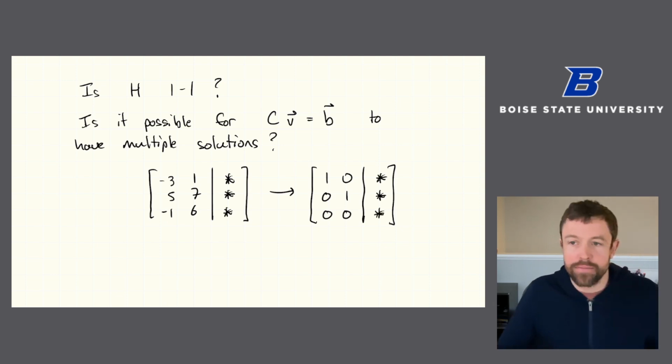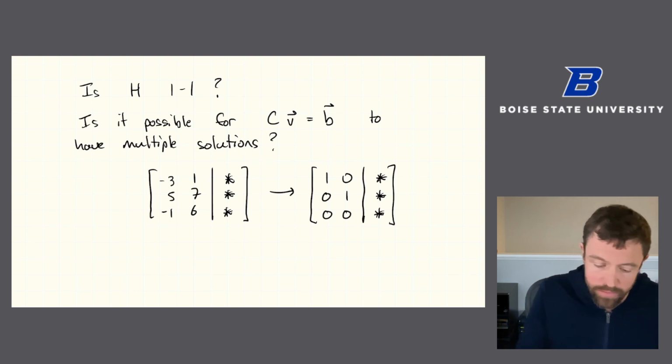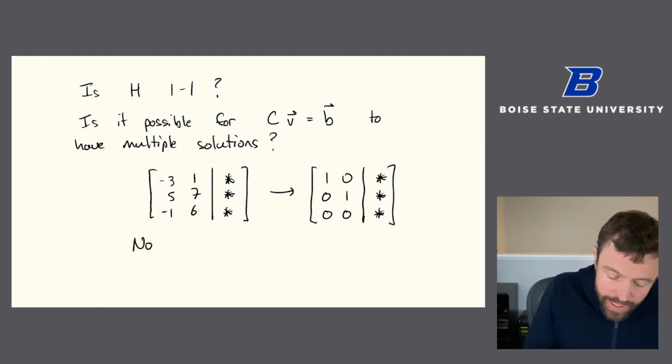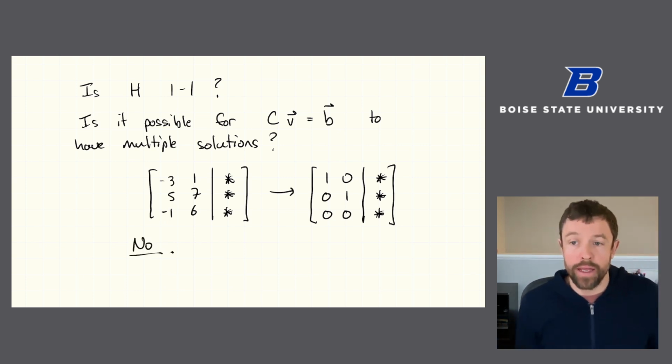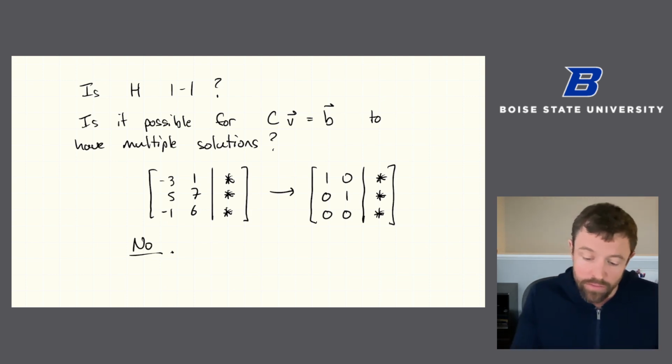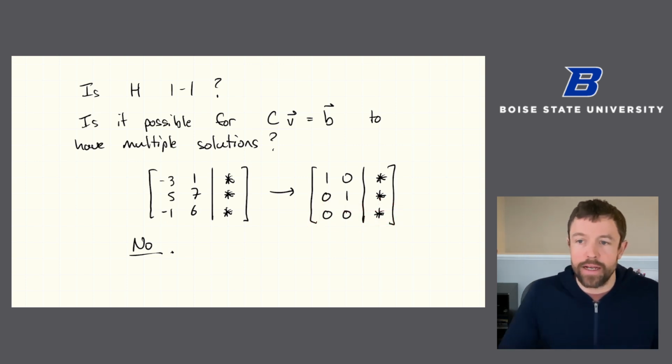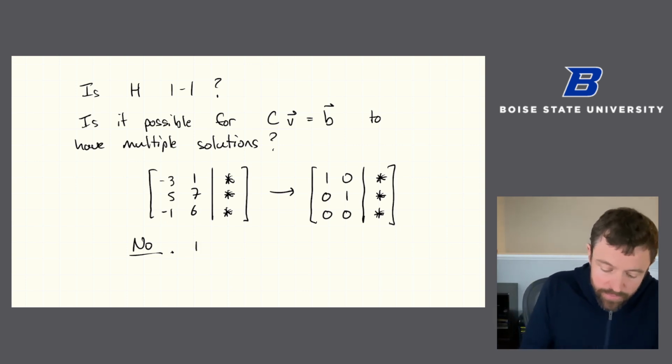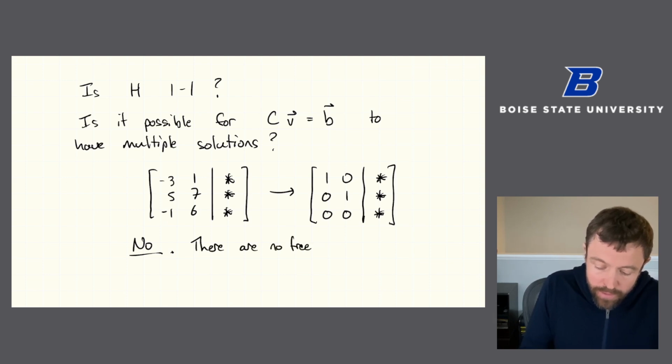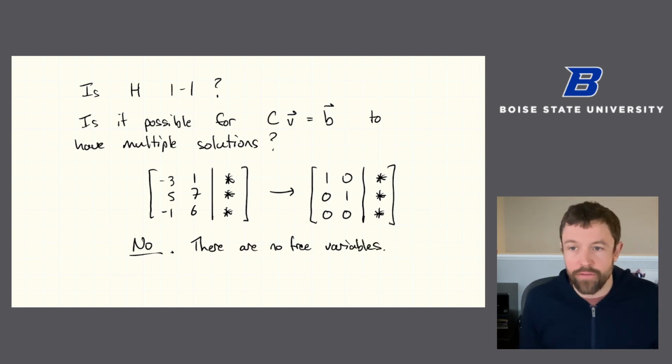And what we realize by looking at this is that the answer is no. It can't have multiple solutions. It might have no solutions, right? If we end up with something here that's non-zero, then we have an inconsistent system, but that's fine, right? That doesn't affect it being one-to-one. But it can't have multiple solutions because there are no free variables. Or in other words, there's a pivot in every column.